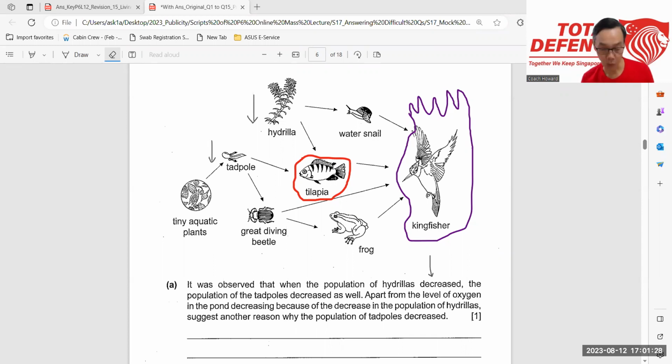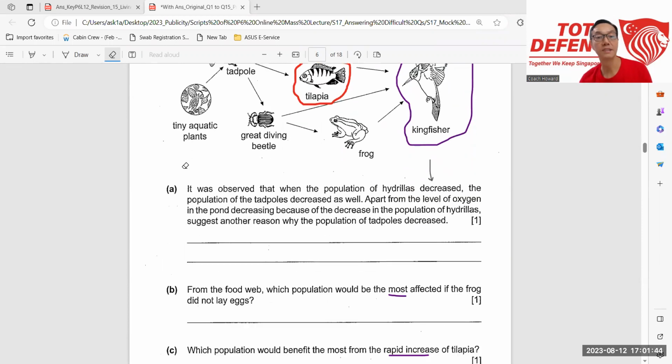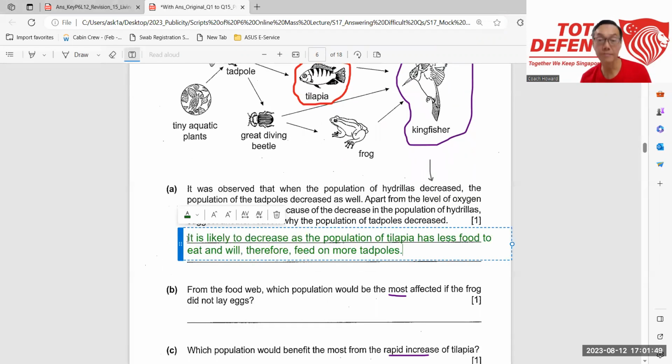Okay, look at what are the predators. Who eats tadpole? There's only one, right? Tilapia. Because you know tilapia eats both the hydrilla and the tadpole. So if there's less hydrilla to eat, the tilapia will feed on more tadpoles. So that's the reason. Okay, so there's a reason for this part. So you put it down this way.